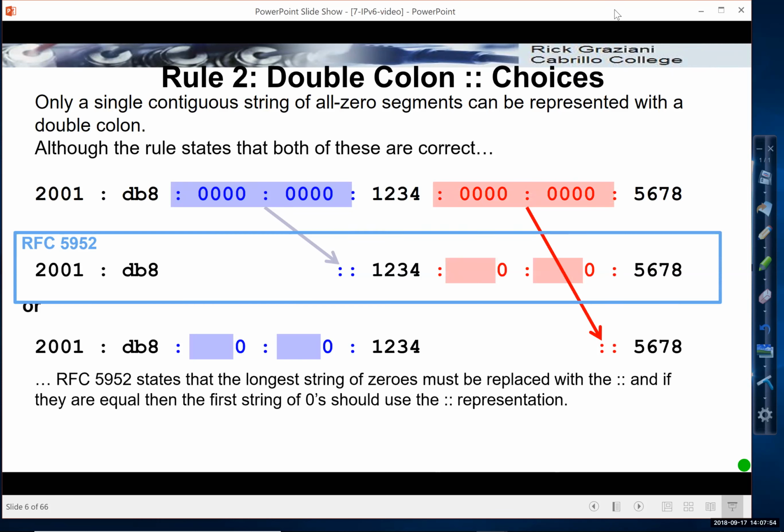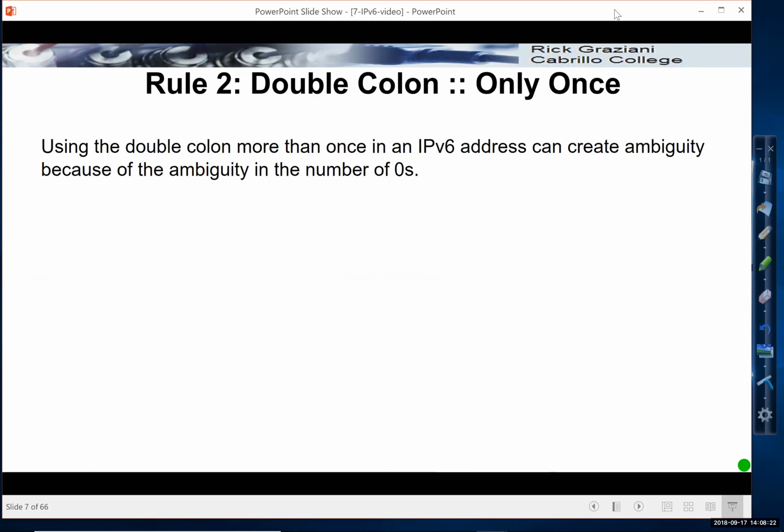Although it really doesn't matter and operating systems will take it either way, of course there's an RFC that states which one you should use. Well, you should use whatever has the longest string of zeros. And if they're equal, then the first string of all zeros should be replaced using the double colon, but it really doesn't matter. This is known as the compressed format. Using the double colon, you can only use it once.